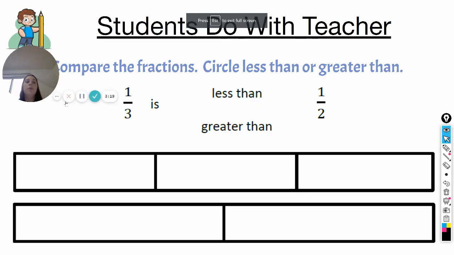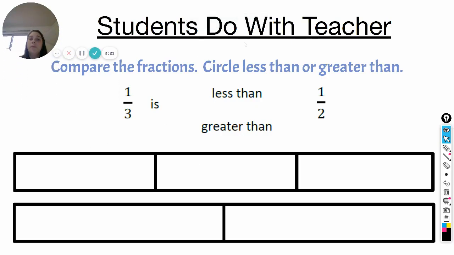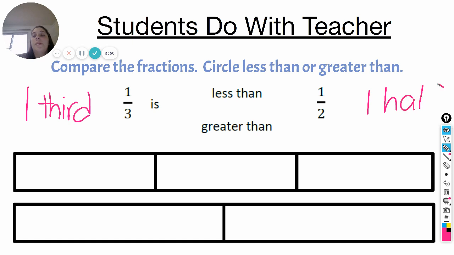Let's go ahead and have you do an example with me. Compare the fractions, circle less than or greater than. So if you have your fraction strips with you, you can get them out right now. You want your thirds and your halves. Okay, because we are going to be comparing 1/3 to 1/2, and figure out, is 1/3 smaller than or bigger than 1/2?